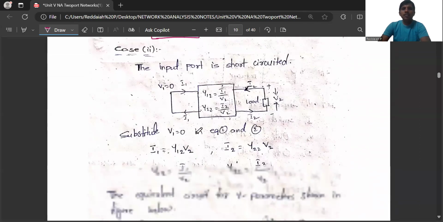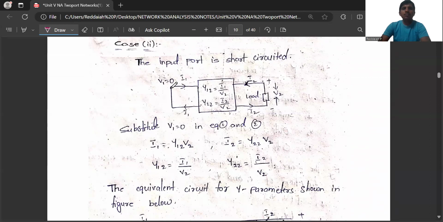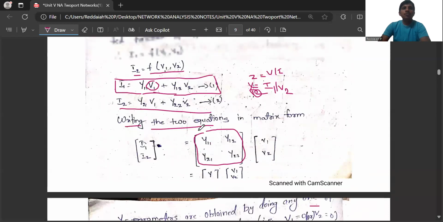Case 2: the input port is short circuited. Now this one becomes short circuited, so V1 becomes 0. I1 will be there: in short circuit, current will be there and voltage becomes 0. That we have to remember. This load will have voltage V2. Substitute V1 equal to 0 in equations 1 and 2.